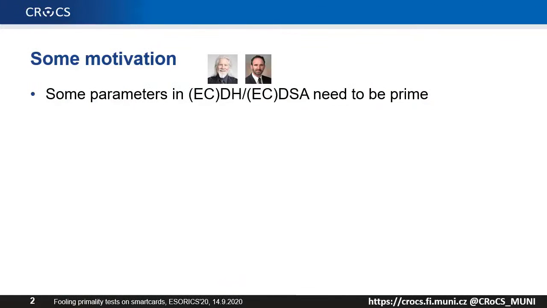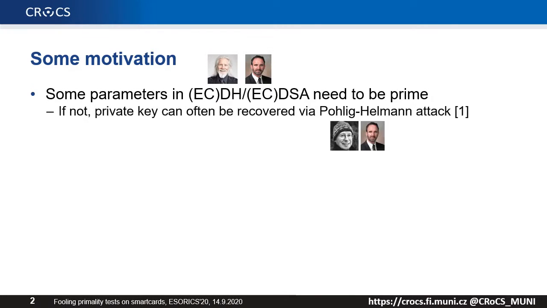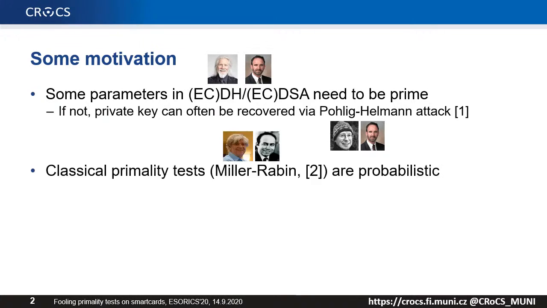For Diffie-Hellman key exchange, digital signature algorithms, as well as their elliptic curve versions, some parameters must be prime. If they are not, an attacker can frequently recover the private key via some variant of Pohlig-Hellman attack. So it's very crucial: how to make sure that a particular parameter is prime?